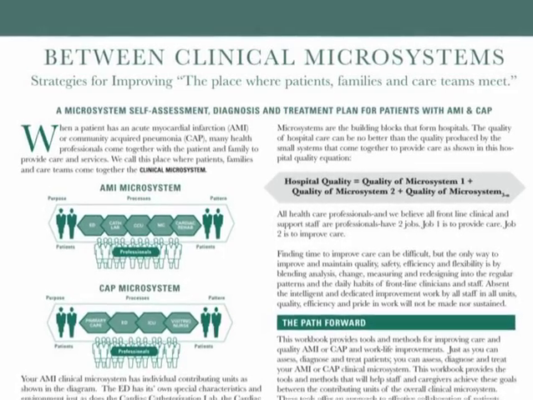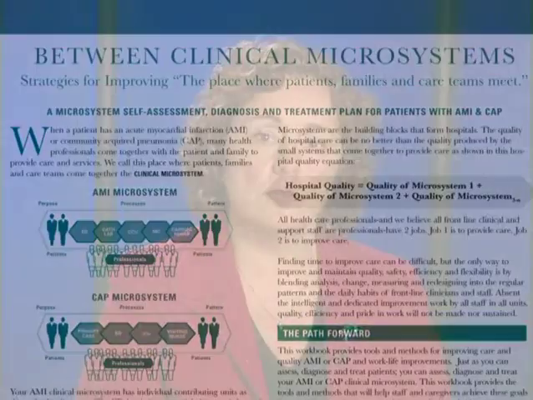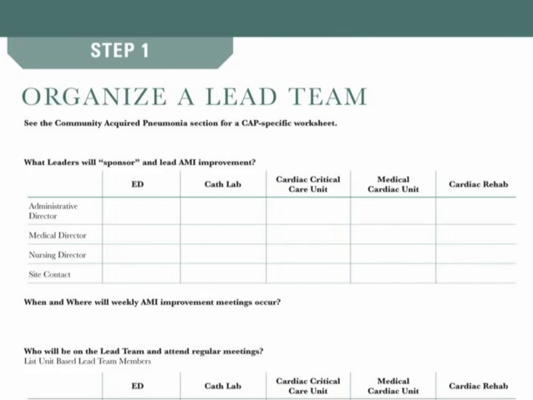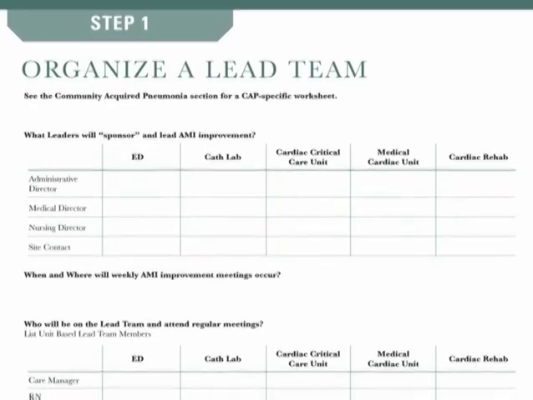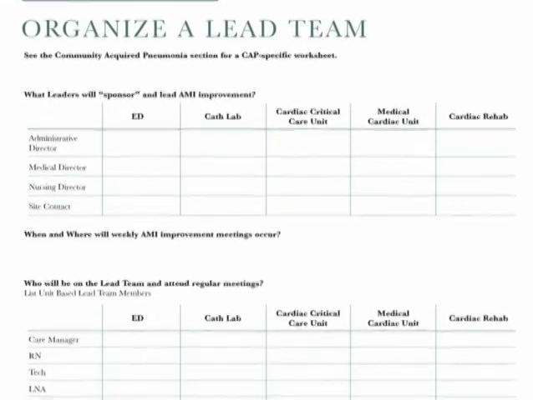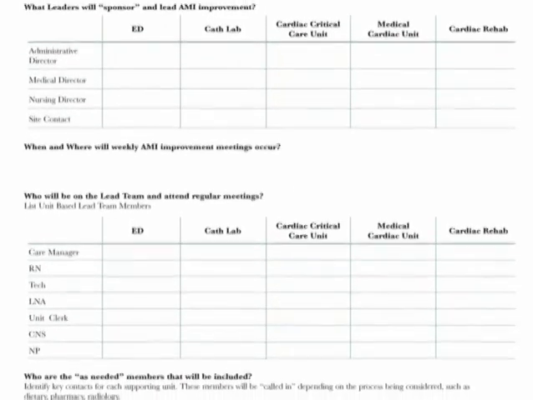During the pre-work phase, it is very important to pay attention to identifying who the contributing units are to the AMI or CAP microsystem and to recruit interdisciplinary membership from across these contributing microsystems. For example, for AMI, it would be important to identify representation from the emergency department, the catheterization lab, the coronary care unit, the medical cardiac unit, cardiac rehab, and even consider home health. All of these contributing units have important roles to create the overall high-performing clinical microsystem for AMI or CAP care.